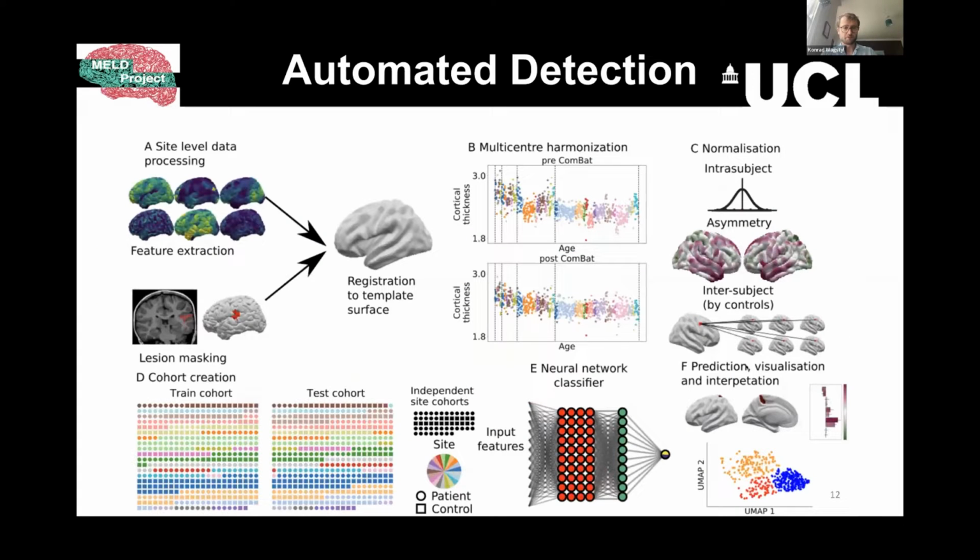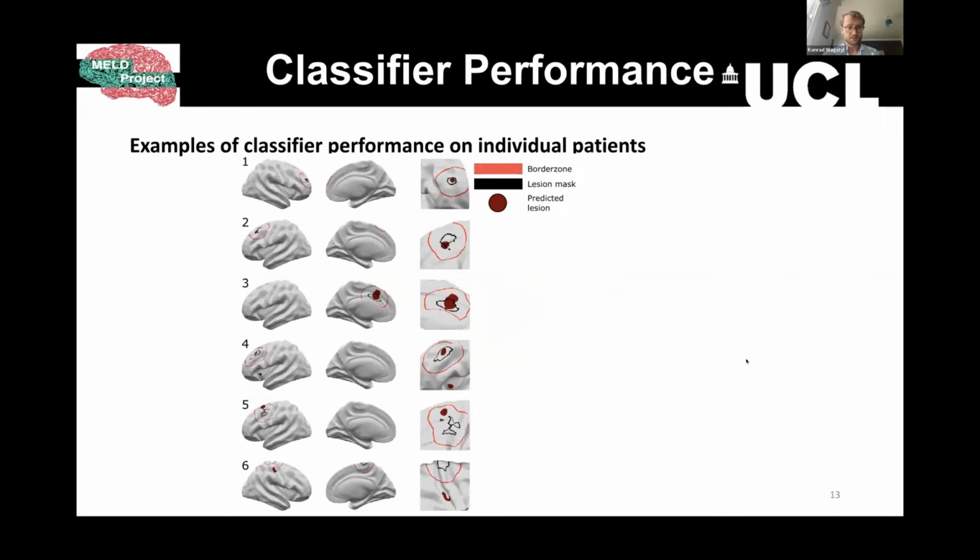Okay, so that's the kind of pre-processing. We're now training our classifier and we're running it on unseen patients. This is an example of 6 just clusters on the surface. So the burgundy is the predicted lesion, the black line is the lesion mask, and the red line is this border zone, which is 2 centimeters across the surface. The first 3 look like pretty good predictions, bullseyes, they're bang on the lesion mask, no strong disagreement. The 4th example is correctly predicted, but 1 false positive. And this is an issue with the classifier.